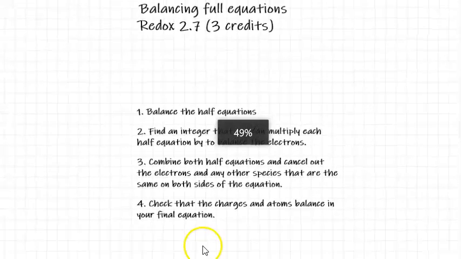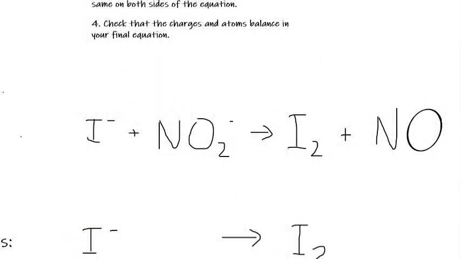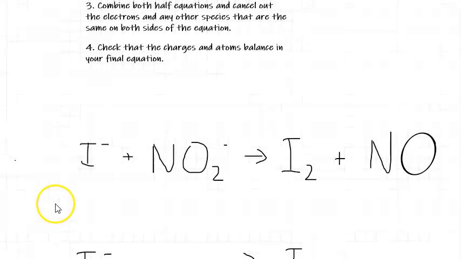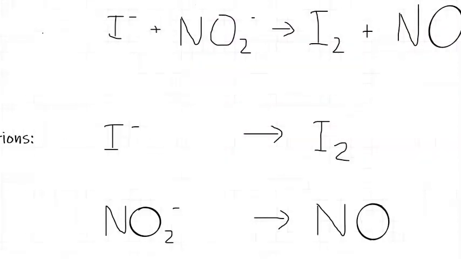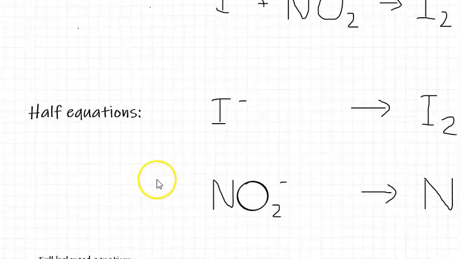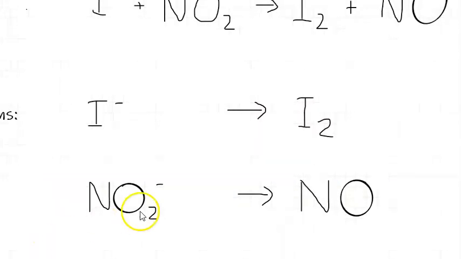So we'll do an example. This is I minus plus NO2 minus goes into I2 plus NO. That's the full unbalanced equation. You can see that we don't have the charges balanced and the number of atoms on both sides are not the same. So we need to balance the half equations first. We'll look at the half equations here. So we've got I minus goes into I2.